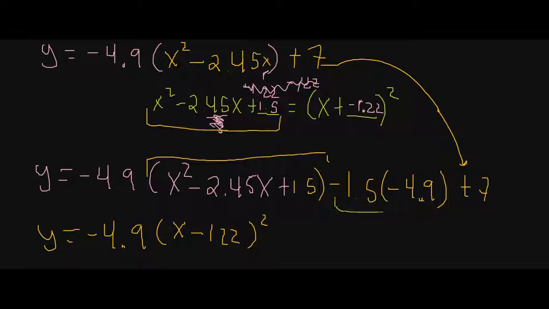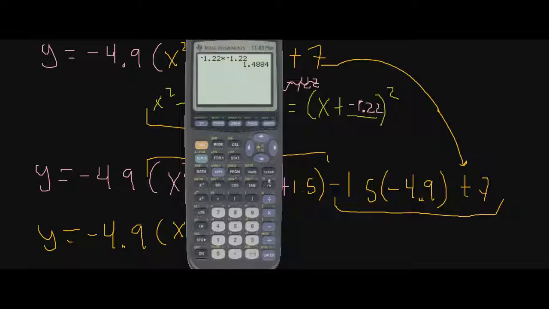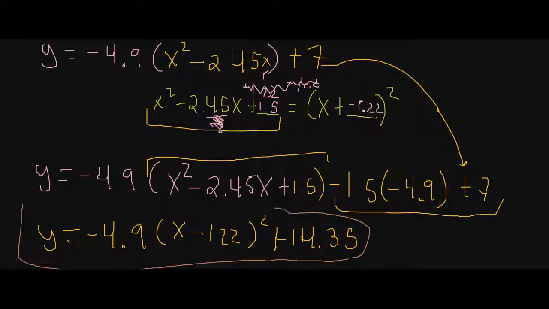And then over here, we just need to simplify this. I'll go ahead and get my handy dandy calculator. We have negative 1.5 times negative 4.9, plus 7. And that's going to be 14.35. So plus 14.35. And that's it. We're done. We have solved this problem. It is now in vertex form.